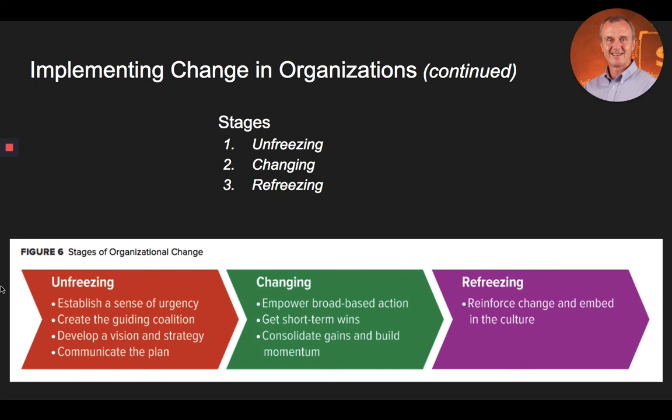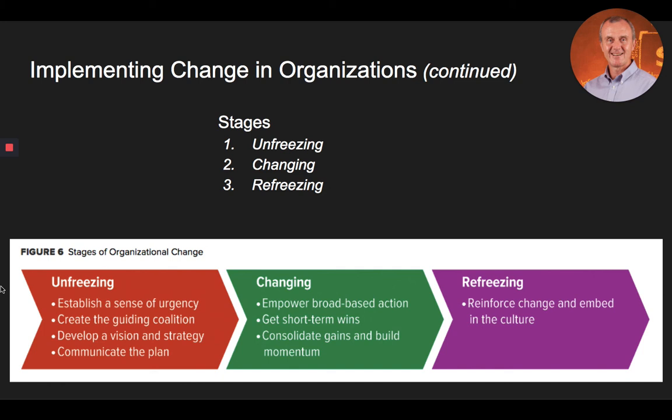Cotter has developed a set of 8 steps of organizational change related to Lewin's unfreezing, changing, and refreezing stages. His model emphasizes that leadership is a critical component of organizational change and summarizes the key action items that leaders need to take to achieve in each of the 3 stages of organizational change. According to Cotter's 8-step model, during the unfreezing stage, leaders need to do 4 things. First, to establish a sense of urgency, to demonstrate a compelling reason why change is required.